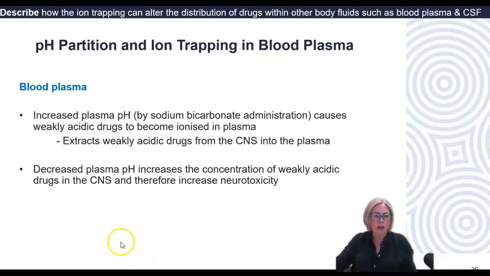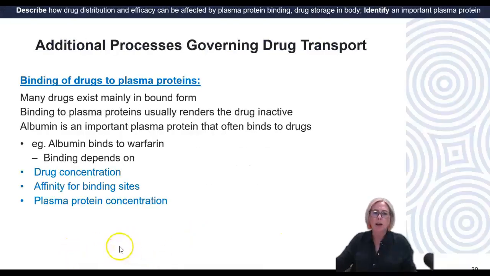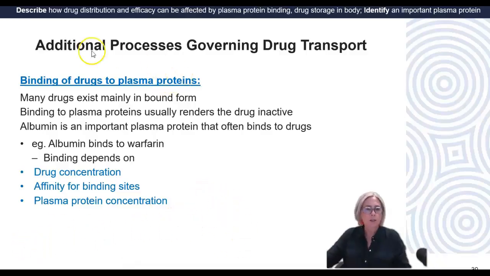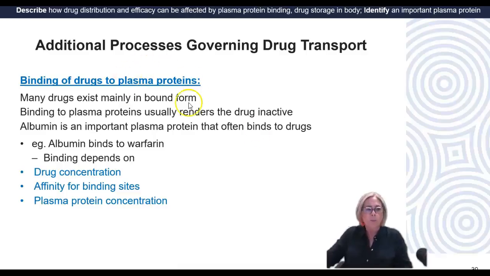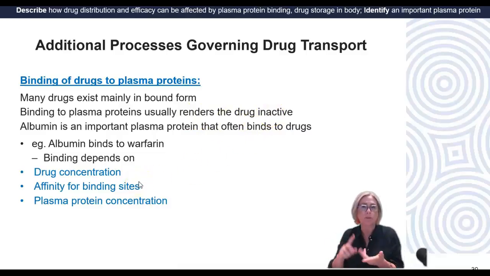We're going to move on now, and we're going to talk about other additional processes governing drug transport. And this includes binding of drugs to plasma proteins. Many drugs exist mainly in the bound form. Albumin is an important basic plasma protein that often binds to drugs, so acidic and neutral drugs. Binding to plasma proteins usually renders the drug inactive. Albumin is the main one, but there's also the alpha, the beta, the gamma globulins as well.